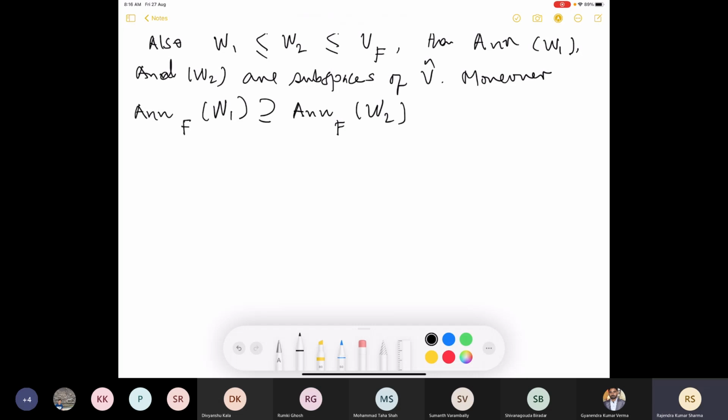So this is easy to see, because if there is an element here, say F in the annihilator of W1, it annihilates every vector in W1. So in particular, it also annihilates every vector of W2, because every vector in W2 is here. So it reverses the inequality.